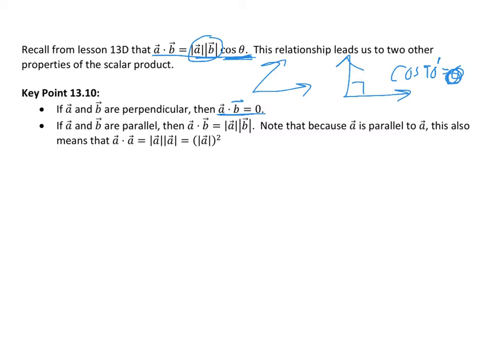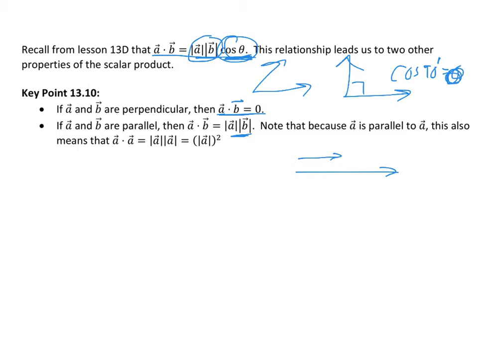The second property is what happens if A and B are parallel? If A and B are parallel, it means that you've got one vector here and another vector here. They're going the same direction, right? When I do the dot product of those two vectors, because the angle between them is 0, the cosine of 0 is 1. The dot product of these two things will just be the product of the magnitudes of those two vectors.